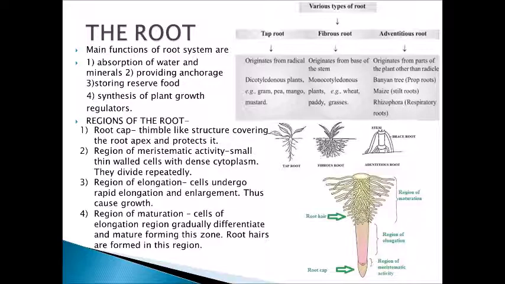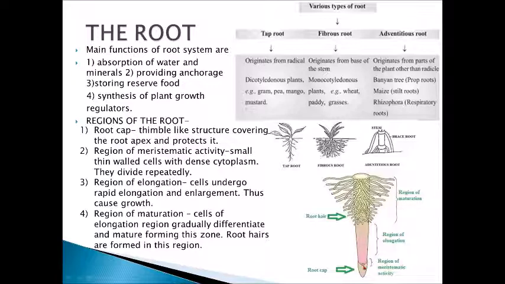Now we will see what the regions of a root are. A root cap: this portion is a thimble-like structure covering the root apex and protects it. The tip of the root is a very delicate part, and it is covered by a cap-like structure, and that is why it is called a root cap.